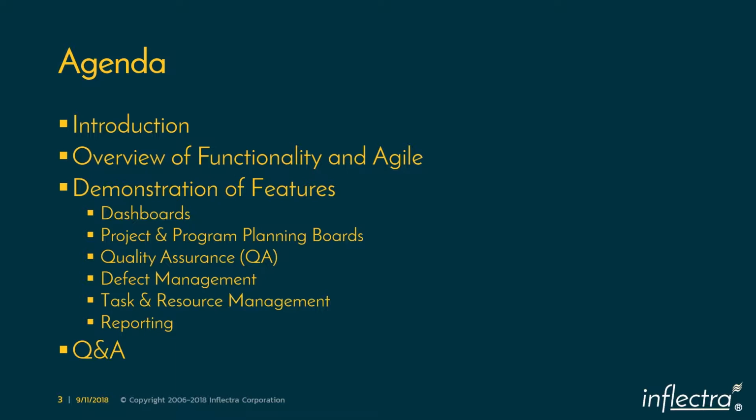We'll look at how you can use dashboards, program planning boards, and also have an integrated quality assurance view of your programs. We'll then look at both the defect and task management aspects. And then finally, we'll look at how you can manage your people with the resource management functionality and use the integrated program reporting to understand the functionality across an entire program that you're planning.